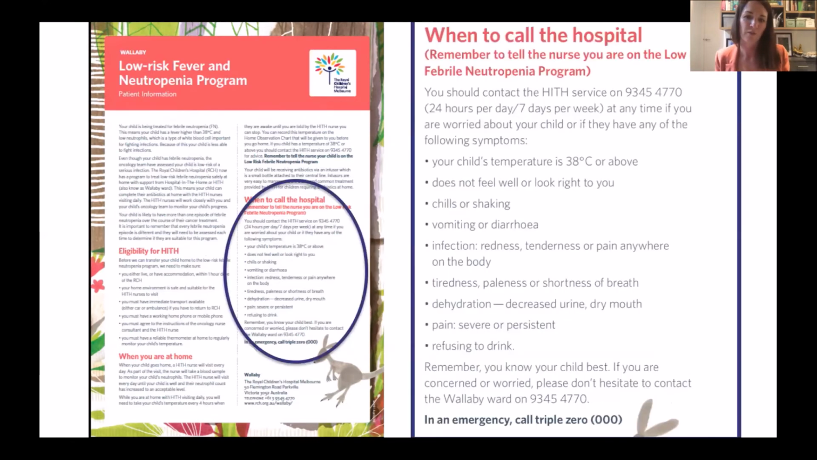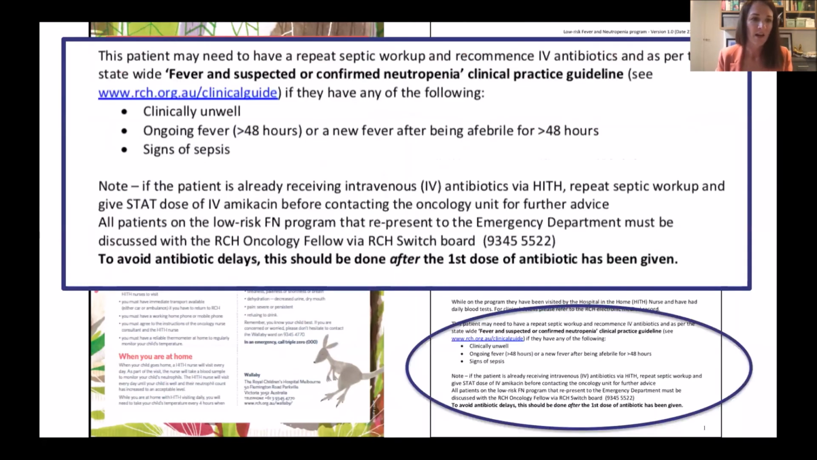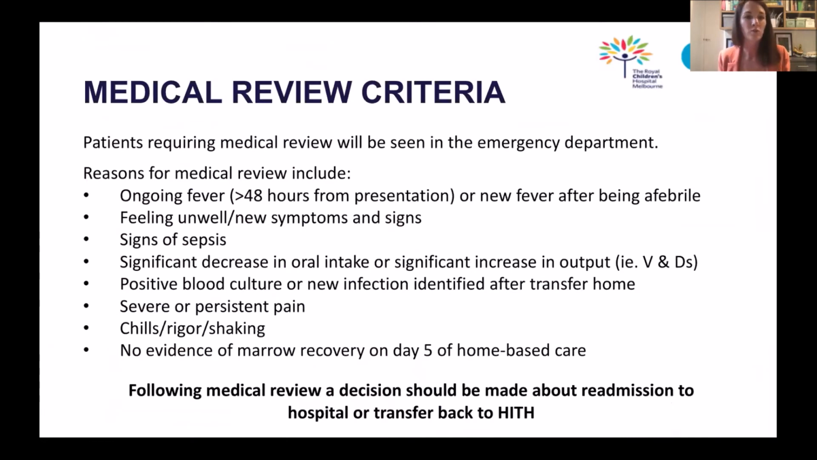So an example of there's a contact number for the family, when to call the hospital, what type of symptoms, etc. And similarly, the letter for the families to represent to triage and to their treating team in the emergency department if they came in more unwell, with some recommendations about what antibiotics to give if they were sick. And so the medical review criteria that's mirrored in our policy at the Children's Hospital in Melbourne really replicates that list of things that we tell the families to call the hospital about. And these would be, for example, prolonged fever or new fevers that were unexplained, particularly need to be reviewed again.